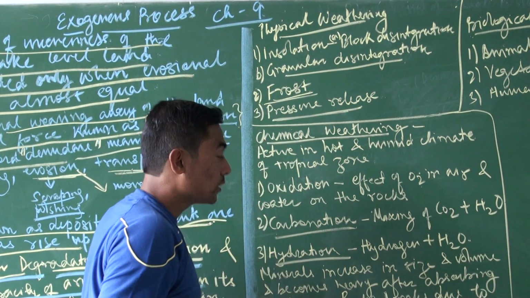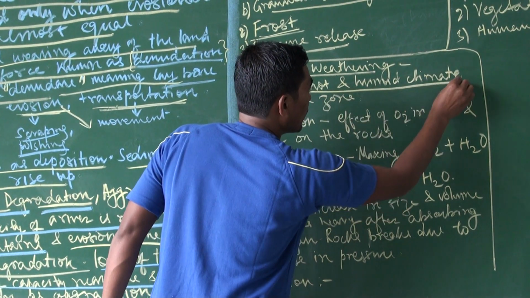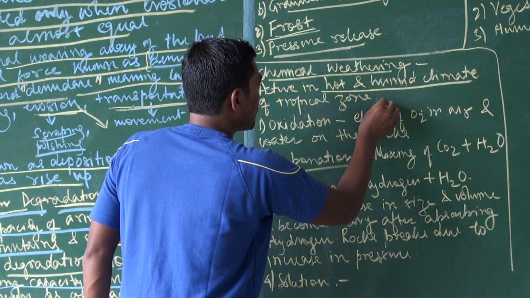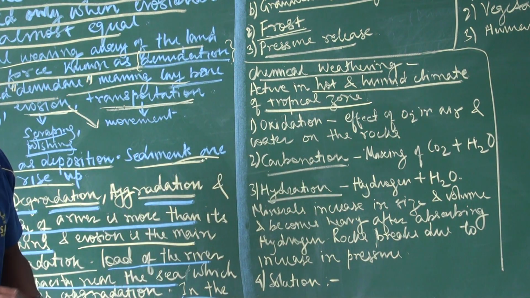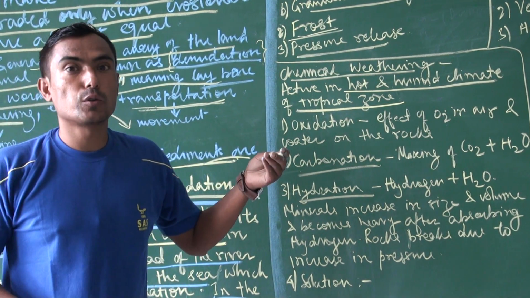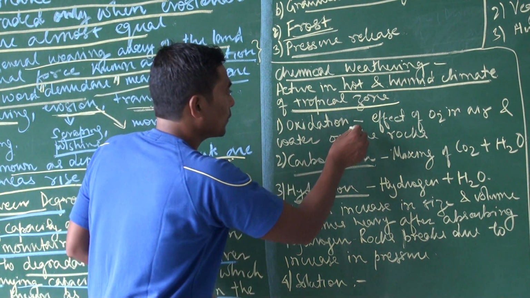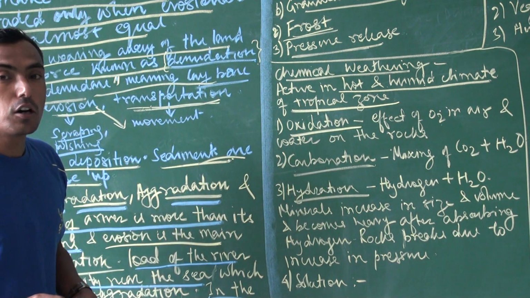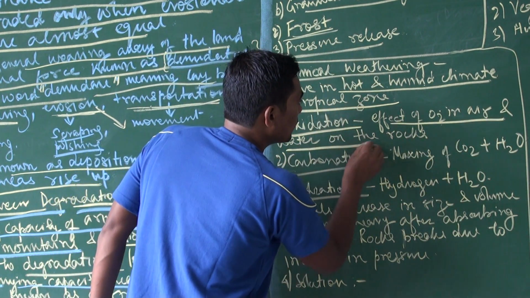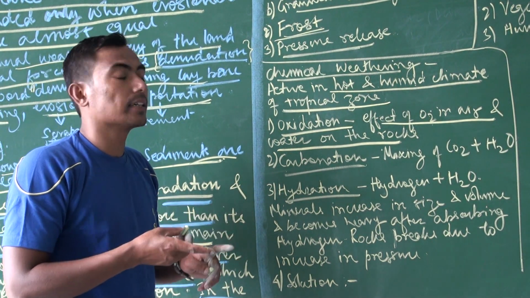Next, chemical weathering. This chemical weathering is active especially in those areas where there is a hot and humid climate, and this hot and humid climate is especially found in the tropical zones, from the equator towards 23.5 degrees north and 23.5 degrees south. The first is oxidation. Oxidation takes place when the oxygen in the air and the rainwater mix. Clear?